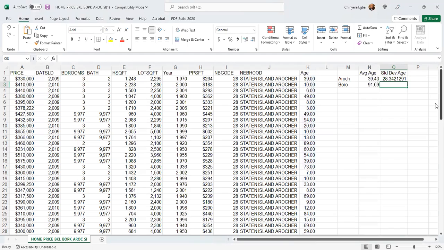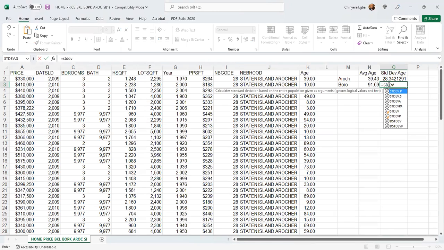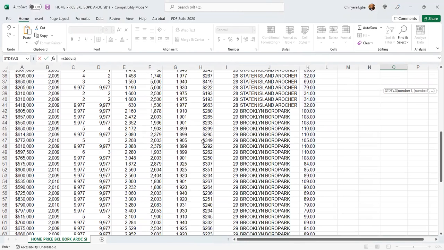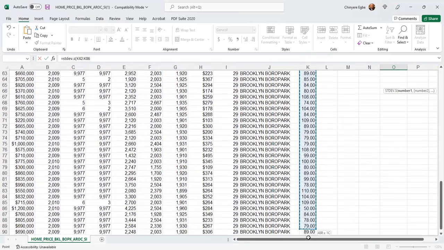So you calculate standard deviation. Okay. And you do the same. Equals STDEV.S. And you go from for 29, starts from there, and you go to the end.